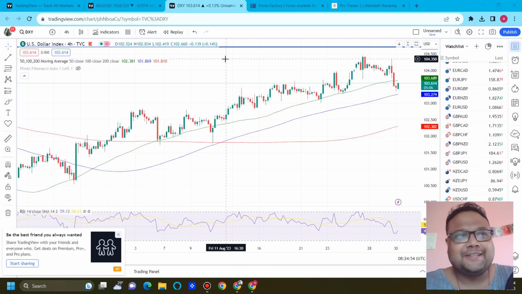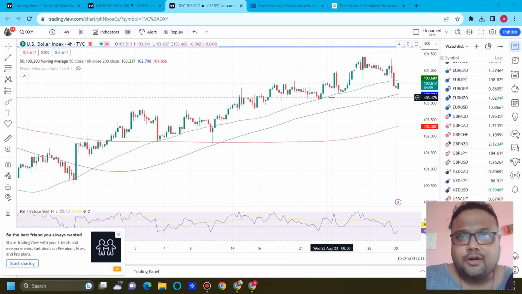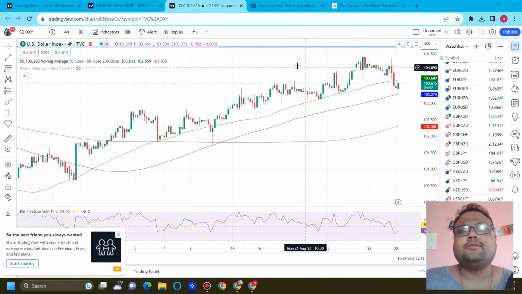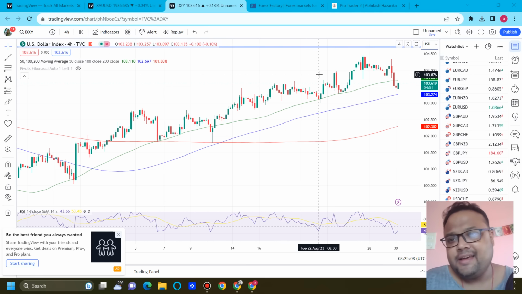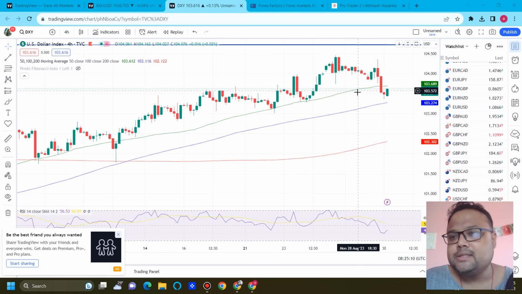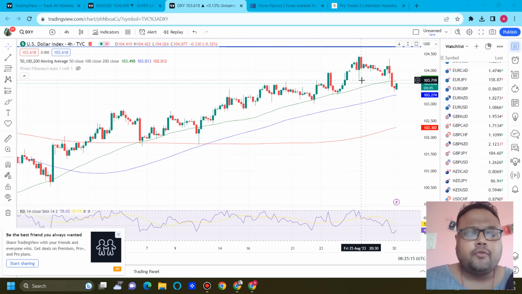So let's get started. My dear friends, after the news yesterday, we saw a dip on the chart of DXY, as a result of which we saw gold, Euro USD, and GBP all flying. Right now DXY is standing around 103.61. This is the current market price, but overall the trend of DXY is still the same.